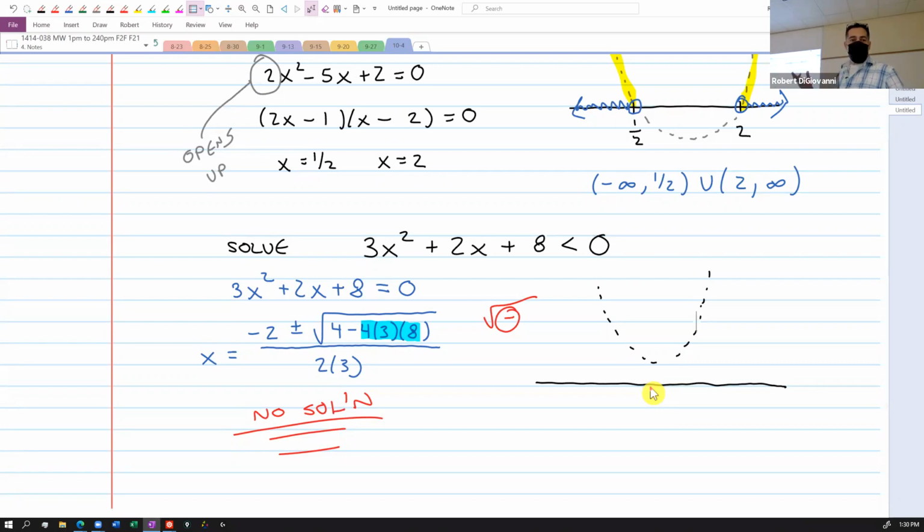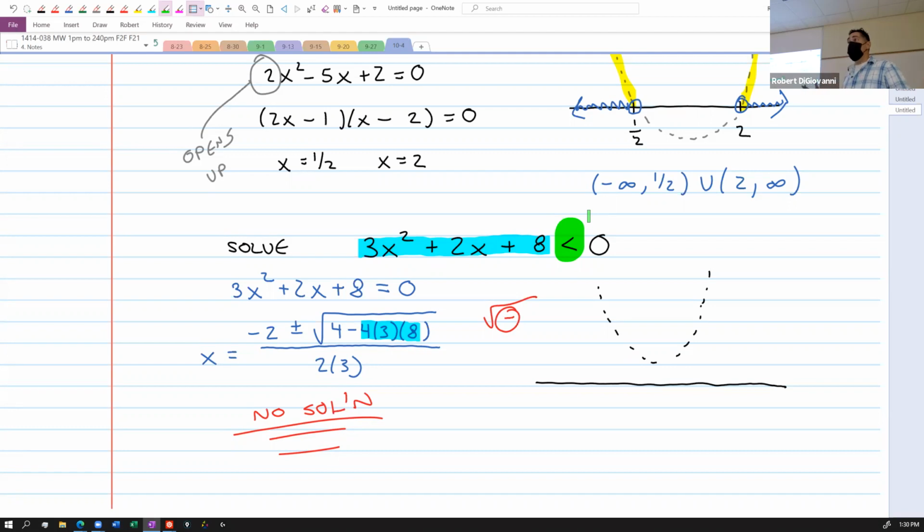It's just thinking through that it has to open up and can't hit the x-axis, so it's got to be above. The original question is, when is this parabola smaller than 0? Never. This parabola is never below the x-axis ever. So how do we say there's no x's that make this true?